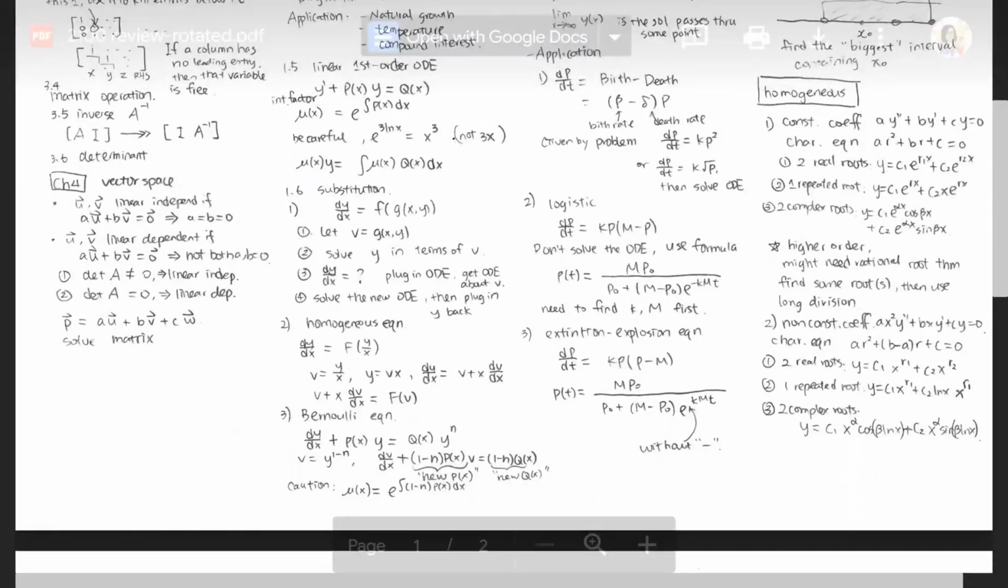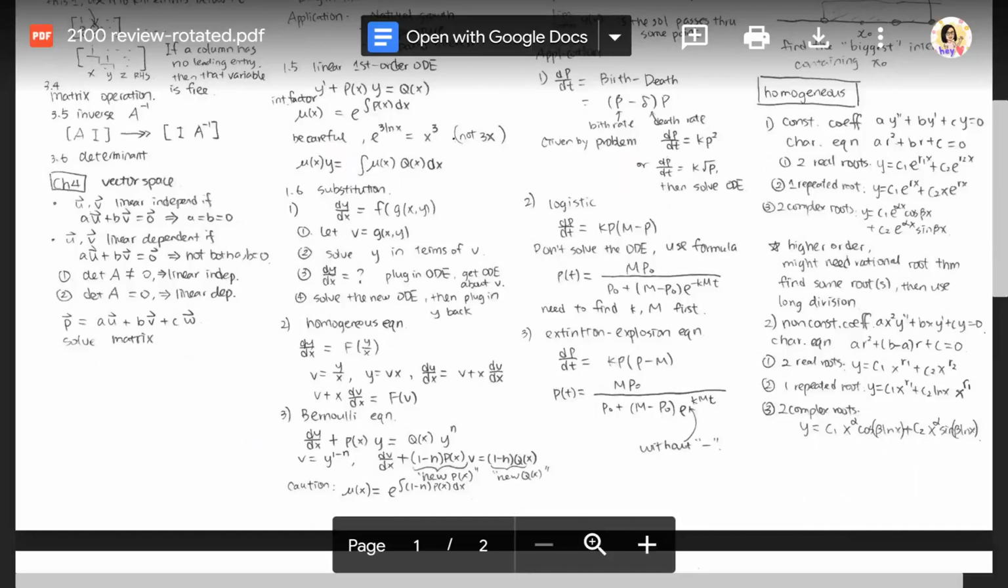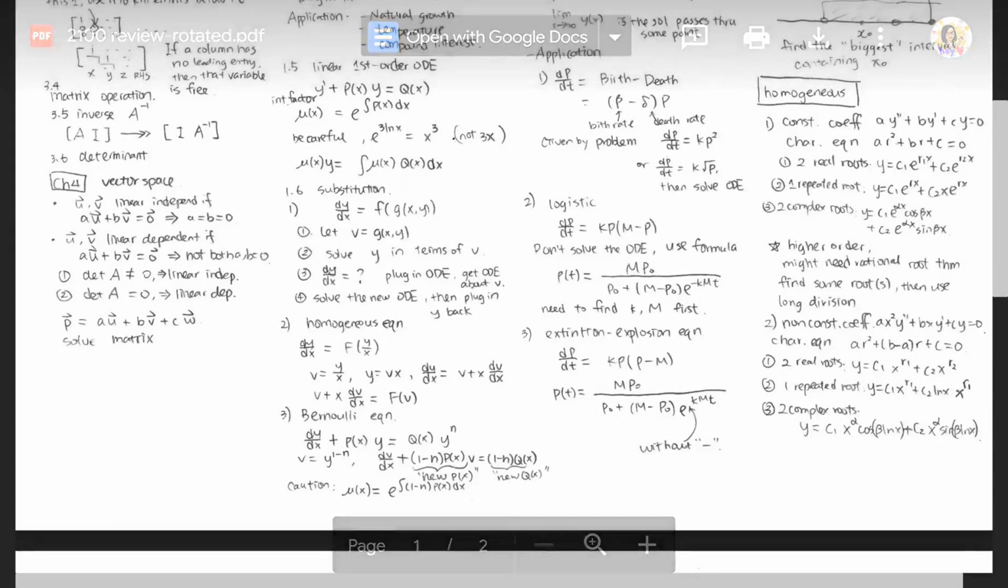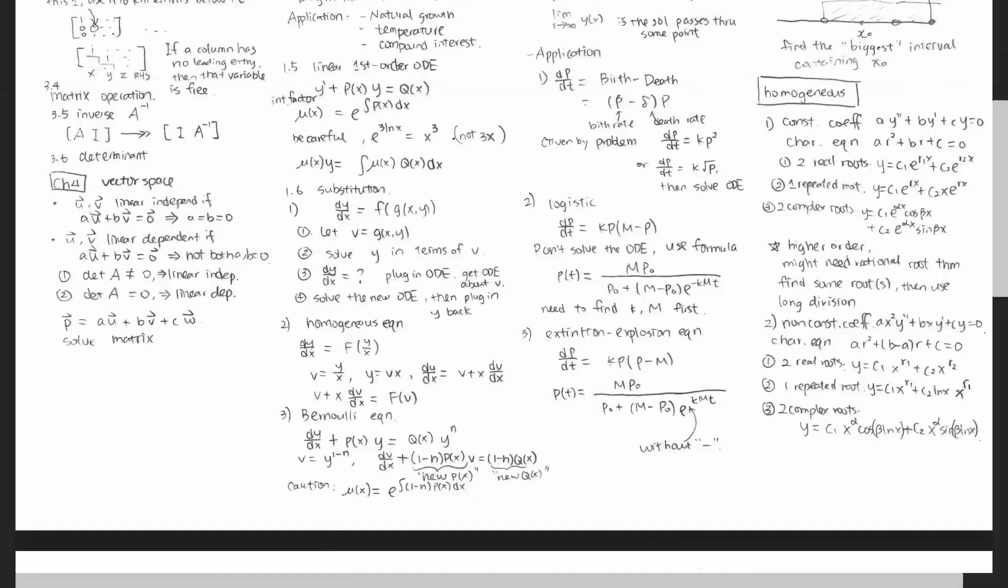And then section 1.6, we talk about substitution. So in general, if you see the right-hand side is a composite function, you let v be the inner function g of x, y. And then you solve for y in terms of v, okay? And then you differentiate to find dy/dx. And then you will see some dv/dx over there, and then you can substitute it into the ODE, and then you get an ODE about v. So you solve the new ODE, and then you plug y back, okay?